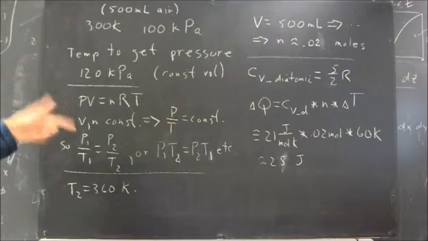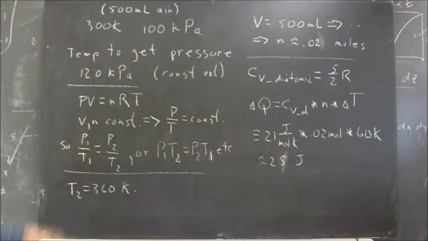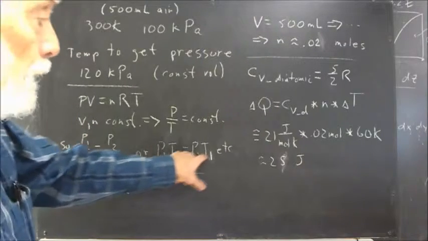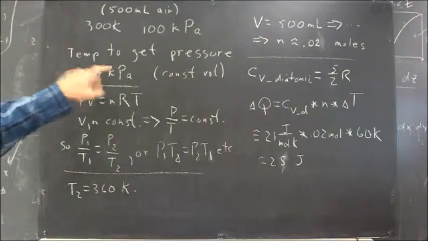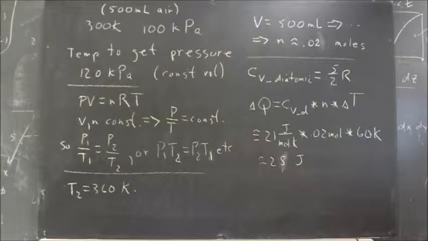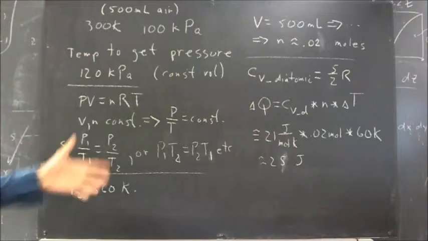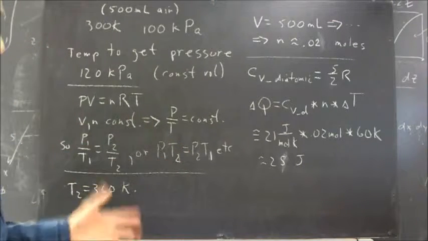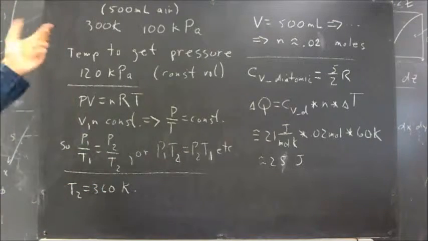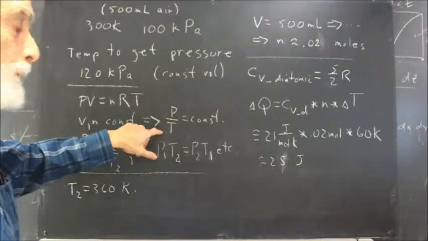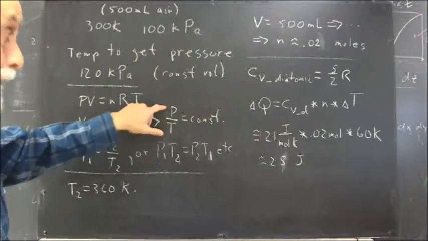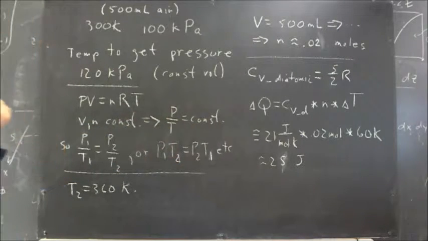As a result, we can write P1 over T1 equals P2 over T2, or P1 T2 equals P2 T1, and so forth. One way or another, if we want to get the temperature at this pressure, the bottom line is we can plug into the equations and do it without understanding anything, or we can just understand that the pressure will increase by the same proportion the temperature does. Otherwise, P over T would not remain constant.